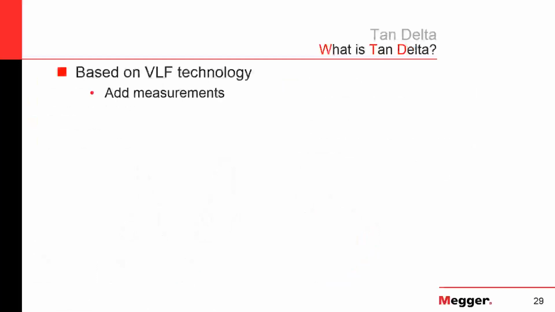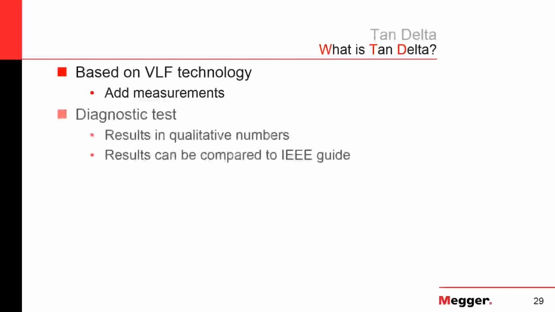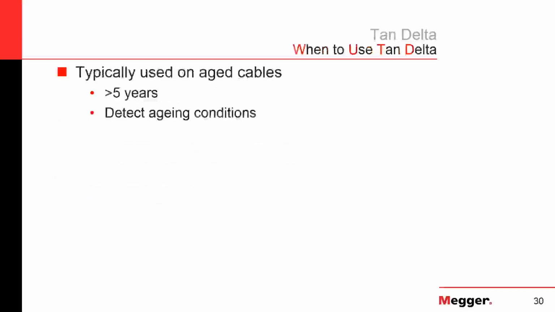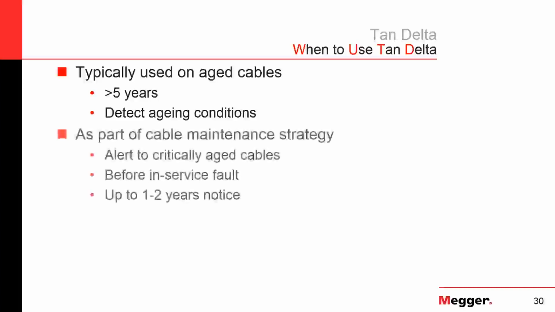So what is tan delta then? We use the VLF technology as a power source, but then we add measurements to it. And this is a qualitative test. It results in numbers that we can compare to the IEEE guide. And there's a test method that's prescribed in IEEE 400.2. We typically use tan delta testing on aged cables, cables that have been in the ground for more than 5 years. If you want to use it on your new cables, go ahead, that's no problem, but it's typically used on aged cables.